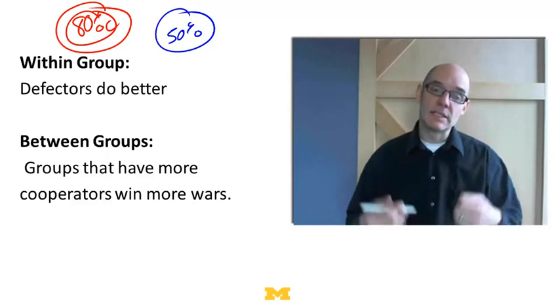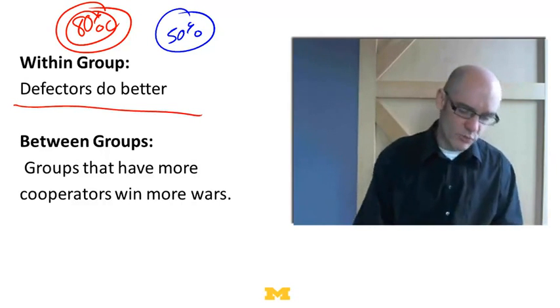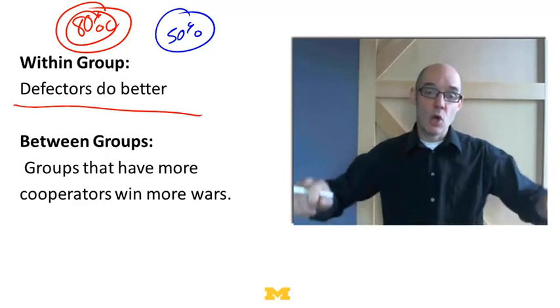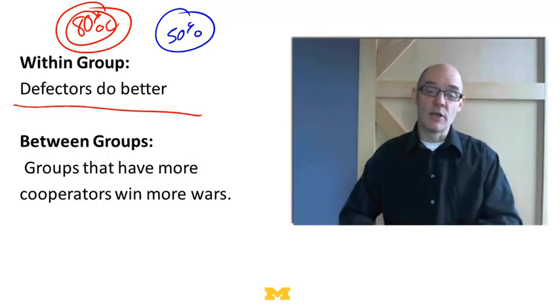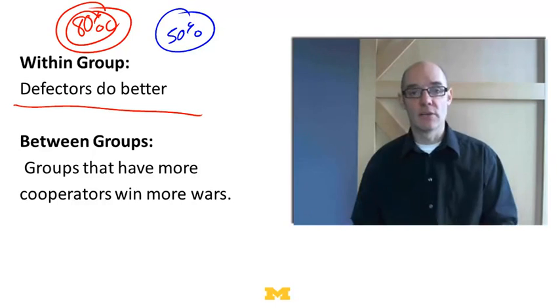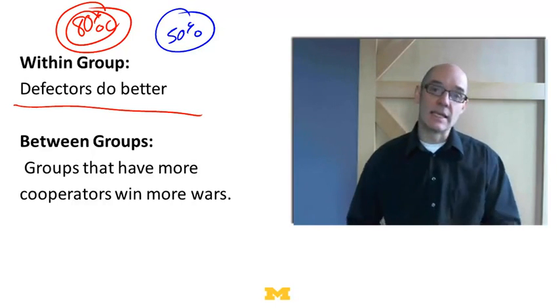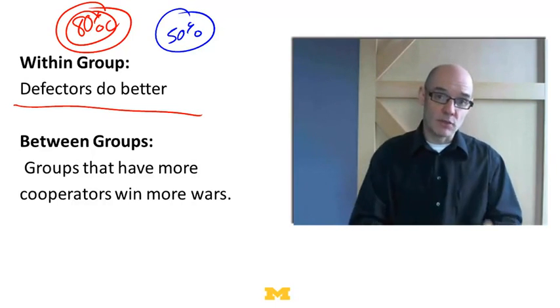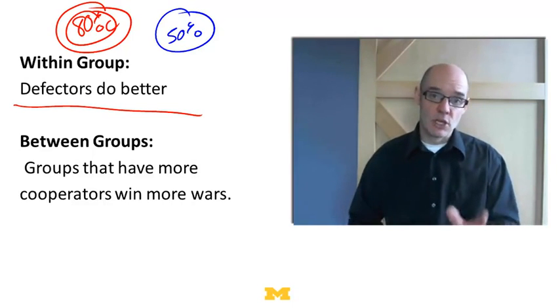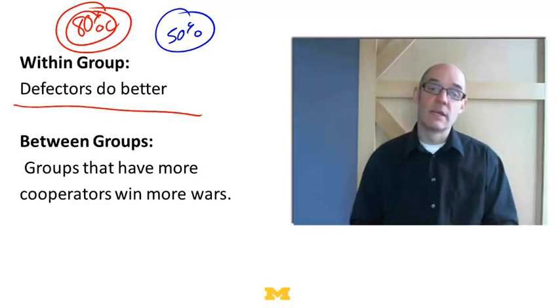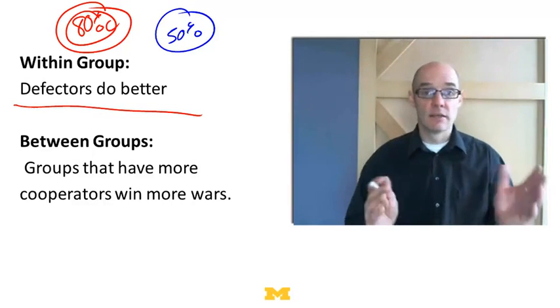So even though within the group defectors will do better, when those groups go to war against each other, groups that have more cooperators are likely to win. And so by selection at the group level, if there's competition between these groups, as long as it's frequent enough, you could actually get a force towards cooperation.